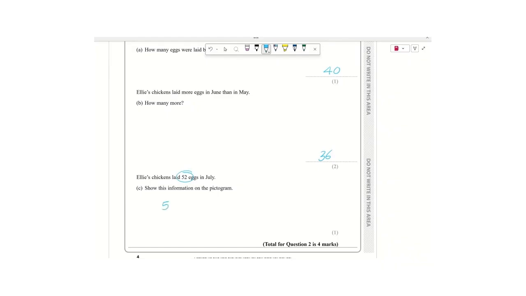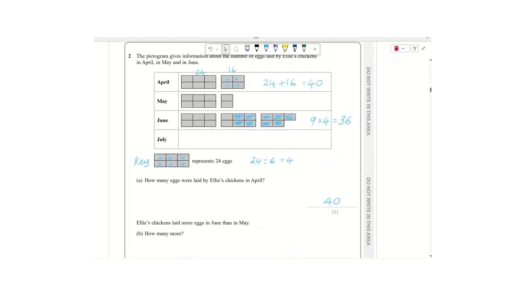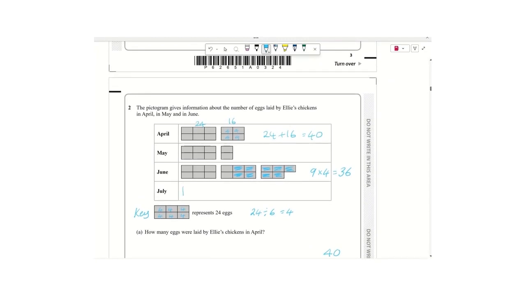So we need to know how many of those little things that are worth 4 we're going to have to use. So if we do 52 divided by 4, that gives me an answer of 13. So I need 13 of those little rectangles, and we also know that a big rectangle has 6 in it. So I'm going to end up with 2 of the big rectangles, because that gives me 12, and then 1 little rectangle left over. So I should draw that ideally in the July box.